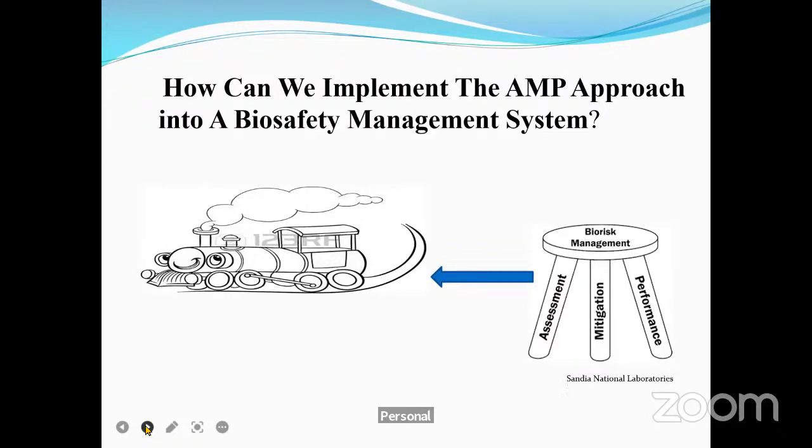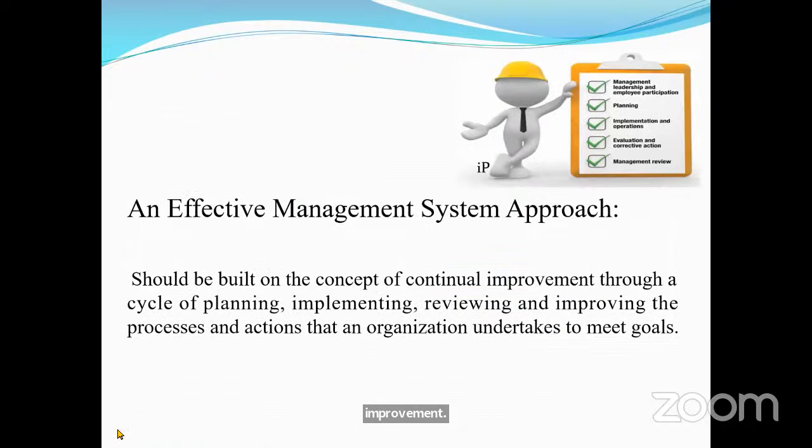Sorry to say we must, but this is the nature of biorisk management. We have to be strict and tough to establish and implement the program. You must establish periodic review, a cycle process for continual improvement of the system. Is this slide clear?